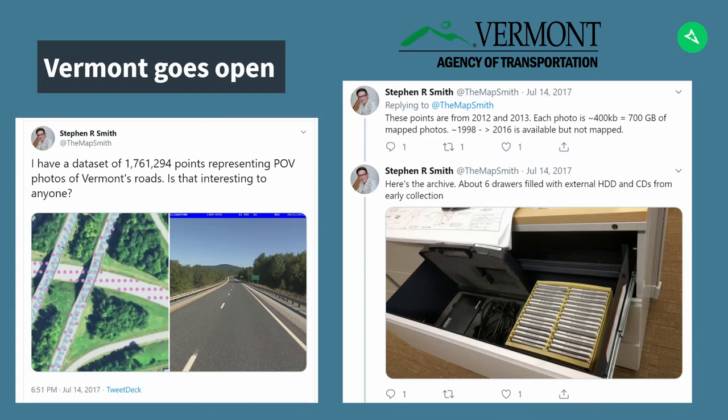You can see it on the map. And he said, these points are from 2012 and 2013. Each photo is about 400 kilobytes, blah, blah, blah. But the data set is almost 2 million points, each one representing an image on Vermont's roads. So this is the highway system. And he asks, is this interesting to anyone? So a shot in the dark, a tweet in the open. And I happened to see this, and I said, hey, I have an idea. We'd love to talk to you more about what you're doing with this imagery.